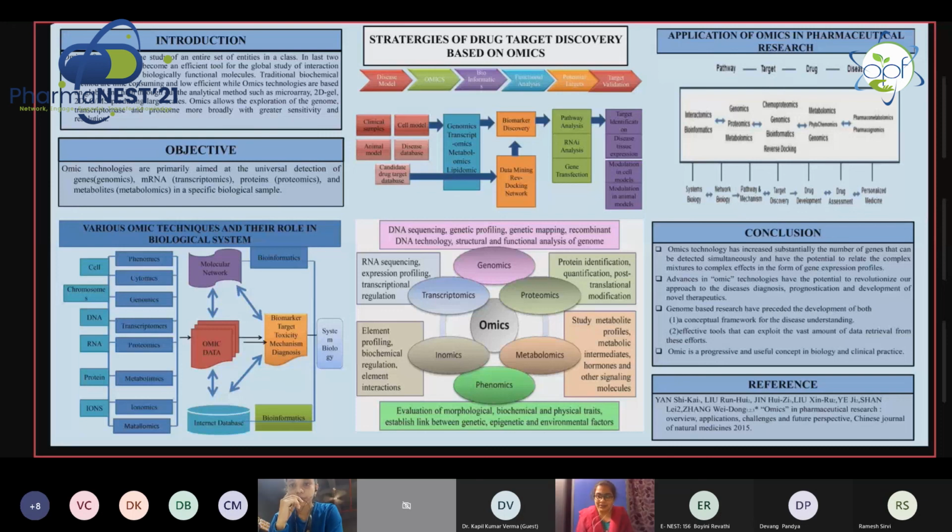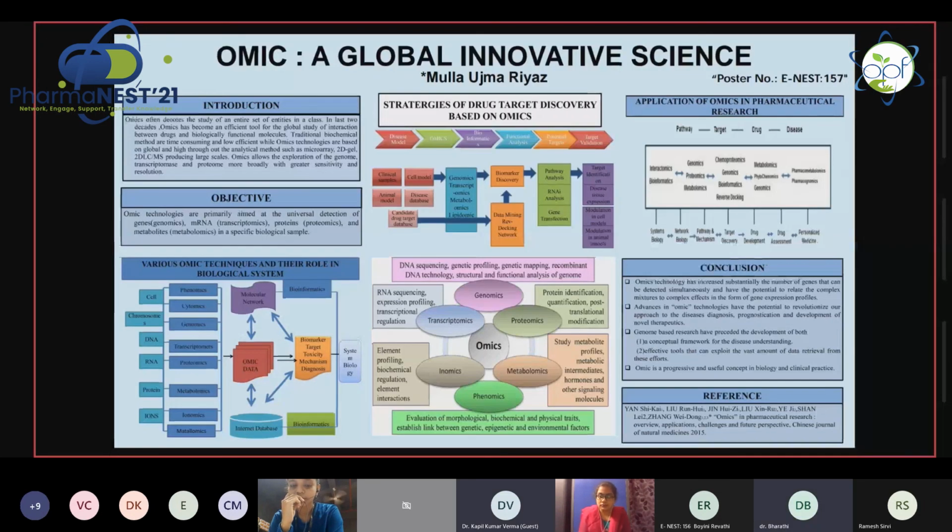Okay, now I request evaluators to start evaluation. Okay, student, just tell me why omics is important.